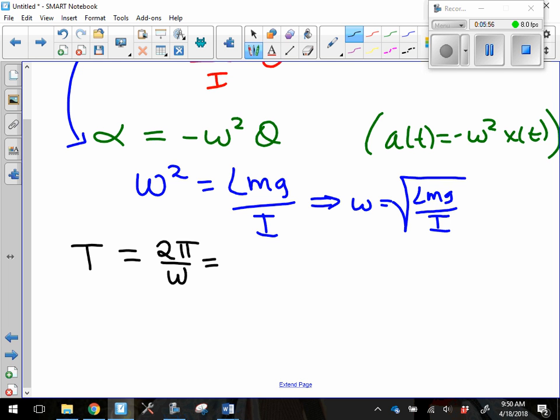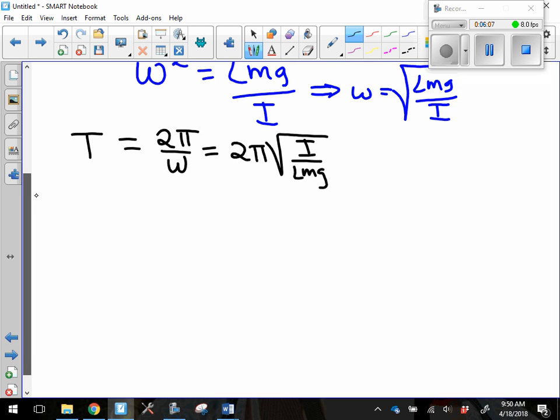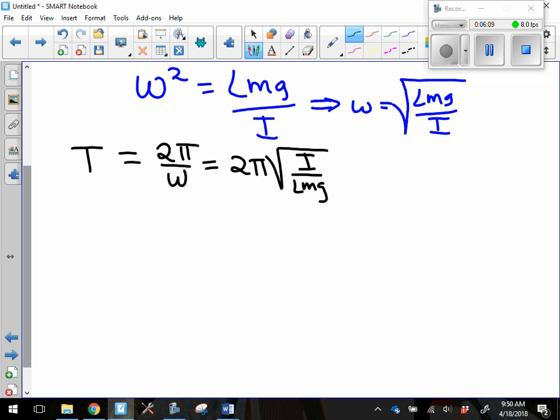So the period for a simple harmonic oscillator is going to be 2 pi times the square root of I over L m g. Think before you. Okay. And this will actually work for any pendulum, as long as the angle is small. And by small, I mean less than 15 degrees.